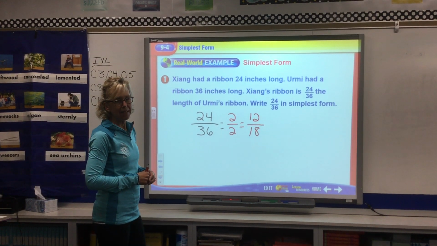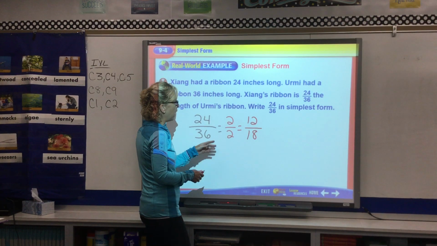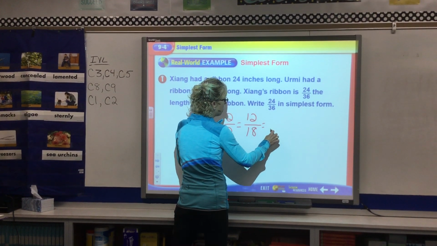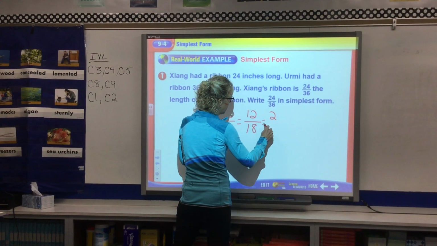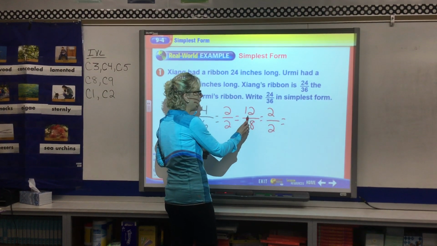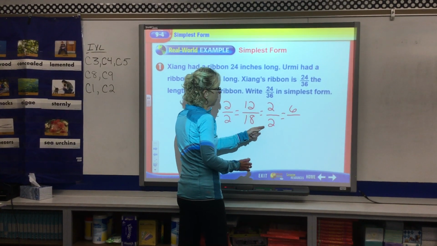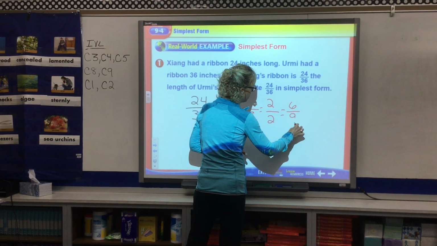That's an even over an even, so I can continue to divide that out. I can divide that again by 2. So I'm going to divide the numerator by 2 and the denominator by 2. When I do that, 12 divided by 2 is 6, and 18 divided by 2 is 9.